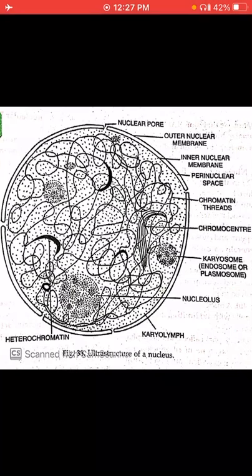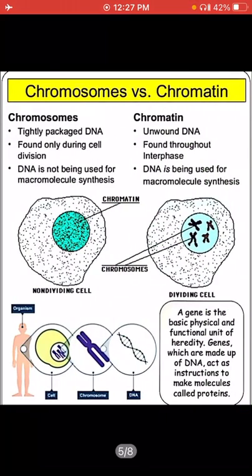Coming to chromatin: these are thread-like structures, basically the genetic material. Let's understand the difference between chromosome and chromatin. Chromosome is tightly packed DNA found only in cell division. Tightly packed DNA means it has genetic material and also histone protein in it. Chromatin is unwound DNA, which means it is uncoiled. It is not like a thread, it is uncoiled and found throughout interphase.